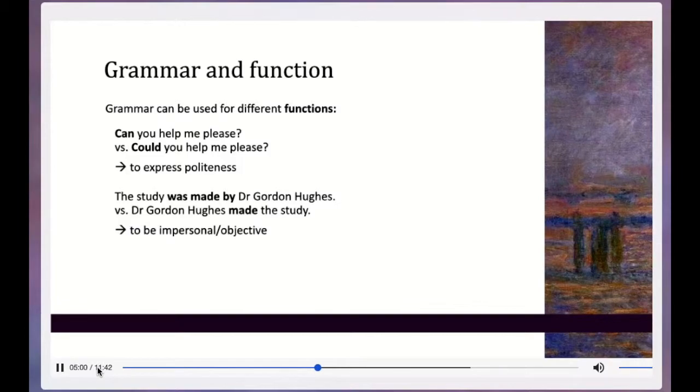The passive is a grammatical form that we often find in academic texts, where the focus is on results, and where the person behind the results is in many cases of less importance.